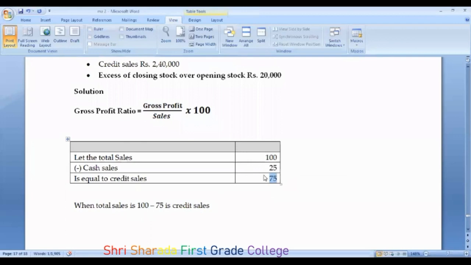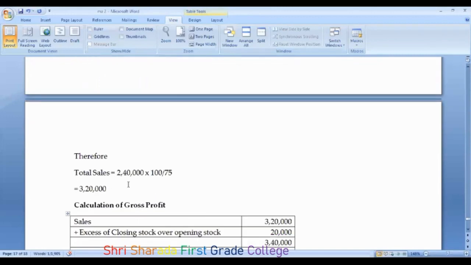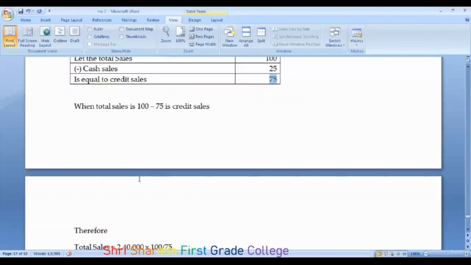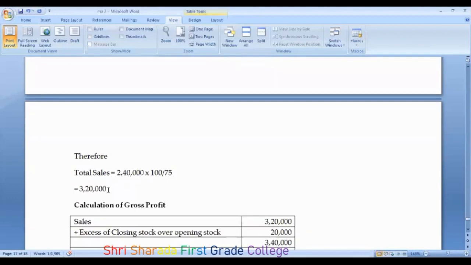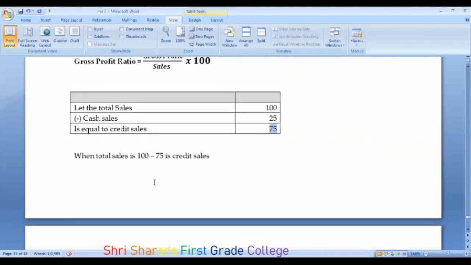So if 75 is credit sales for 100, you find out what it is for 2,40,000. So 2,40,000 into 100 divided by 75, which gives you 3,20,000 of total sales. As we require the total sales, this 75 as well as 100 will be taken into consideration.